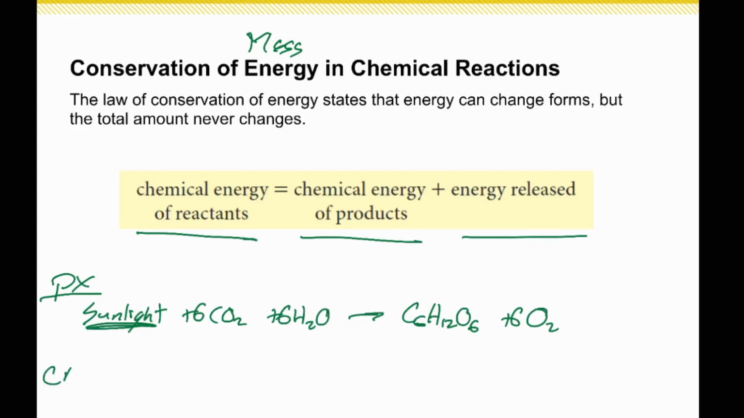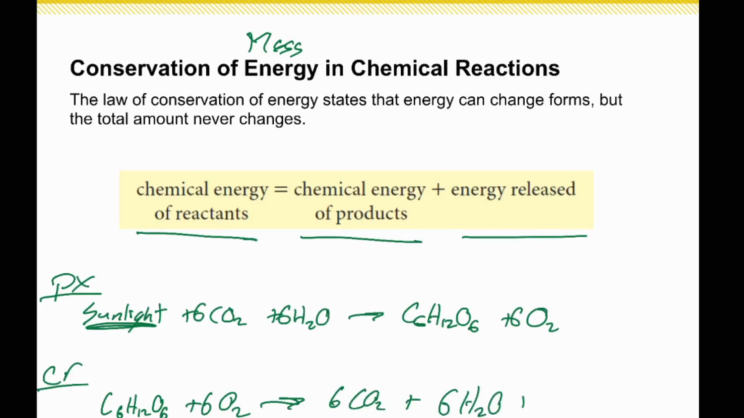Whereas cellular respiration, it's exactly the opposite. We're starting with our glucose, C6H12O6. We need our oxygen, 6 of them, and we're producing 6 CO2 plus 6 water, and this time we're releasing energy in the form of ATP, chemical energy. And so energy is leaving. So it's entering in photosynthesis, so this is an endo reaction, and then it's leaving in cellular respiration, so therefore it is an exo reaction.